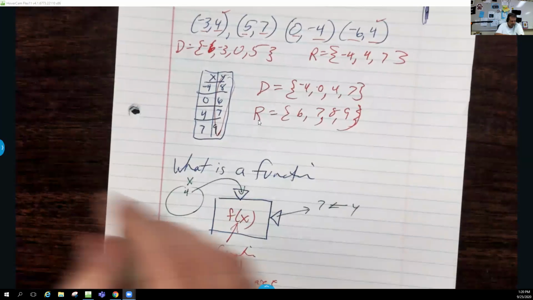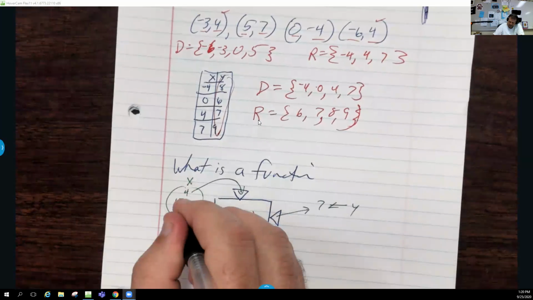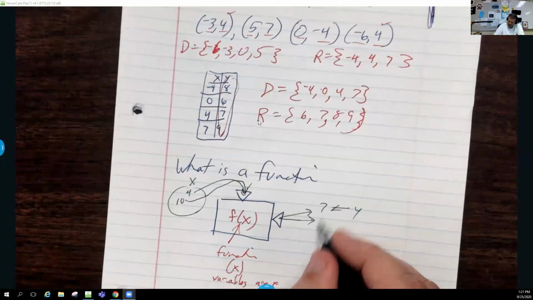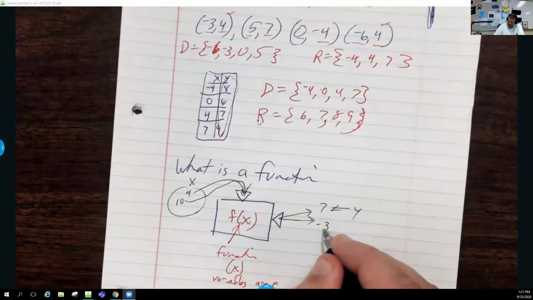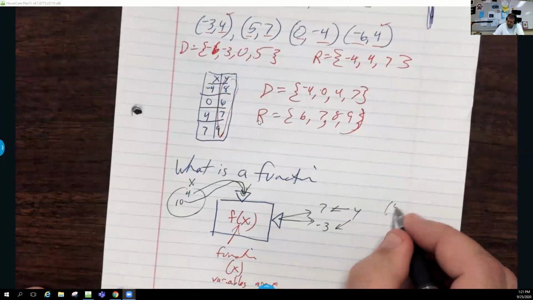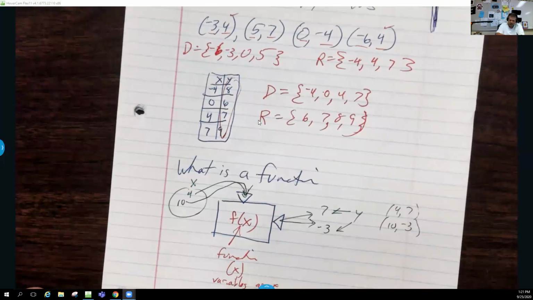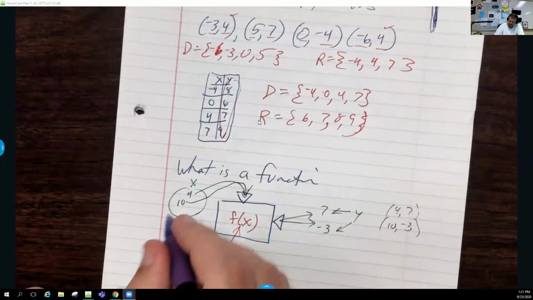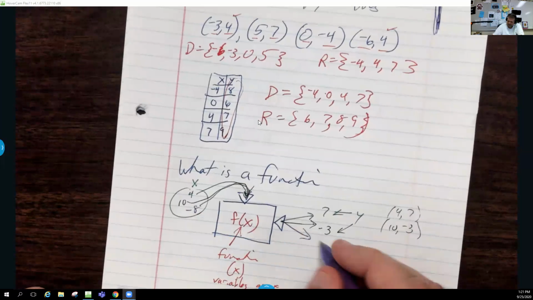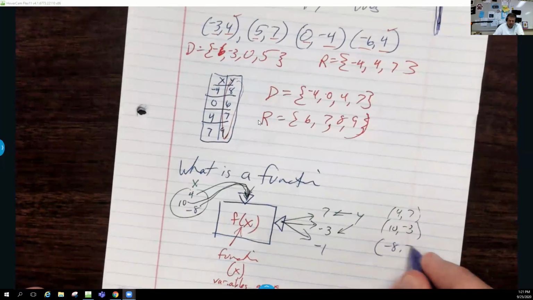But if I plugged in, let's say, a 10, plug it in the function machine, it comes out, and let's say it gives you -3. That also is a y value. So what we have so far is the point (4, 7) and (10, -3). Okay, so this just continues as you go. Plug in -8, and let's say it comes out -1. So then you'd have the point (-8, -1).